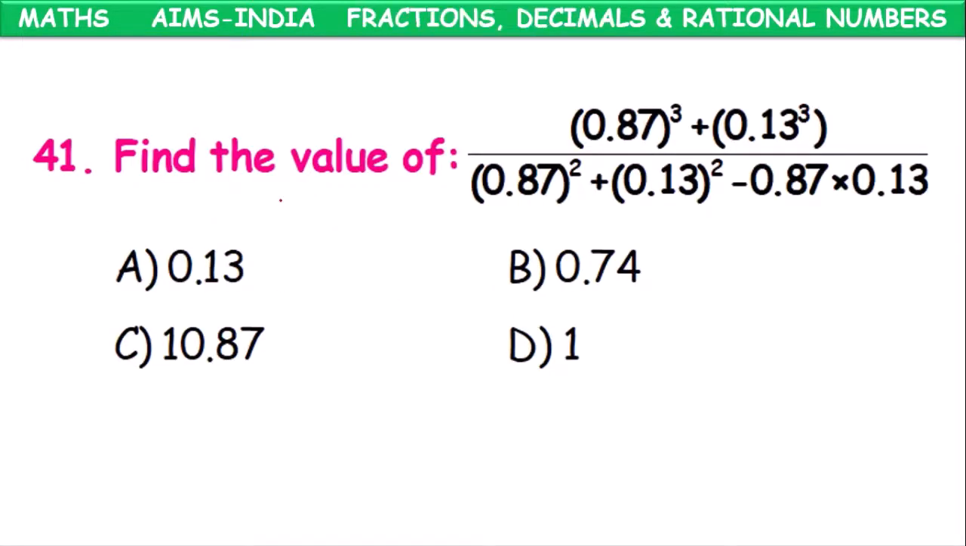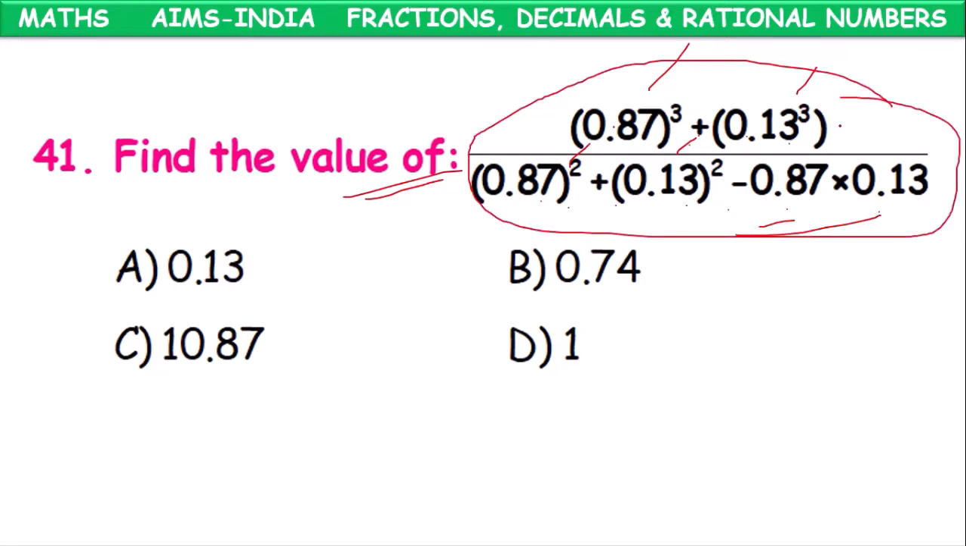Next one. Find the value of 0.87 whole cube plus 0.13 cube by 0.87 square, 0.13 square minus 0.87 into 0.13. This value, how much?